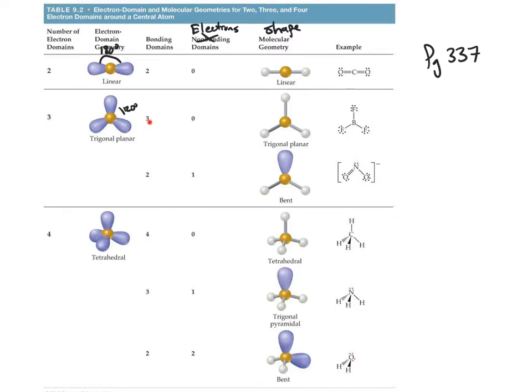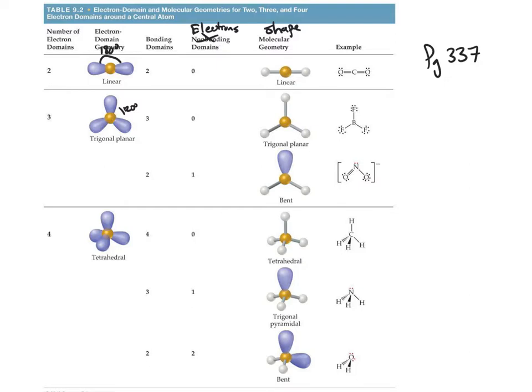Now, the first example is if all of the domains are bonds with no electron dots. If that's the case, then the domain geometry matches the molecular geometry. And that's the case for all of these shapes. If the domains are always bonds, the domain geometry matches the molecular geometry.